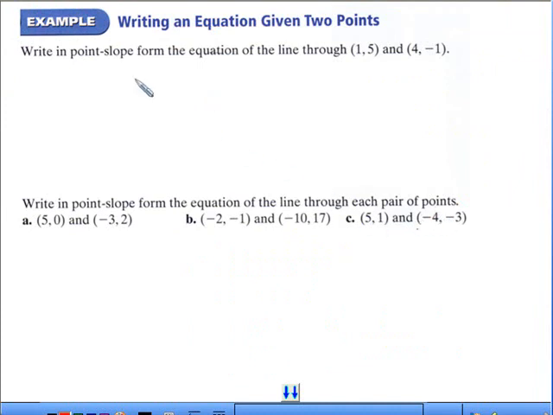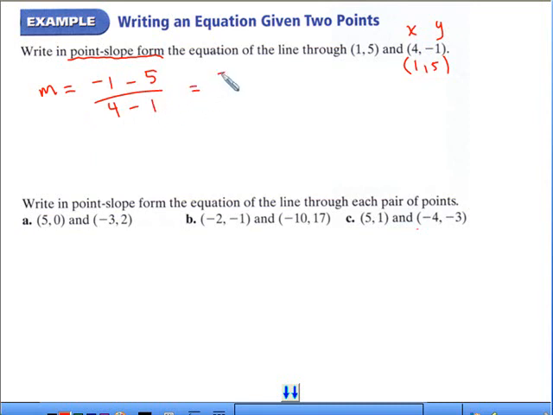Now they want us to write in point slope form the equation of a line through (1, 5) and (4, -1). Well, for point slope form, we need to know a point. We have 2 here, so we know a point, but we don't know the slope, so we need to find the slope first. To find the slope, I'm going to use the stack and subtract method that we talked about earlier. I'm going to take the first point, stack it underneath the second. Start with the y's, stack and subtract. So top, negative 1, minus bottom, 5, divided by the x values, top number, 4, minus the bottom, 1.